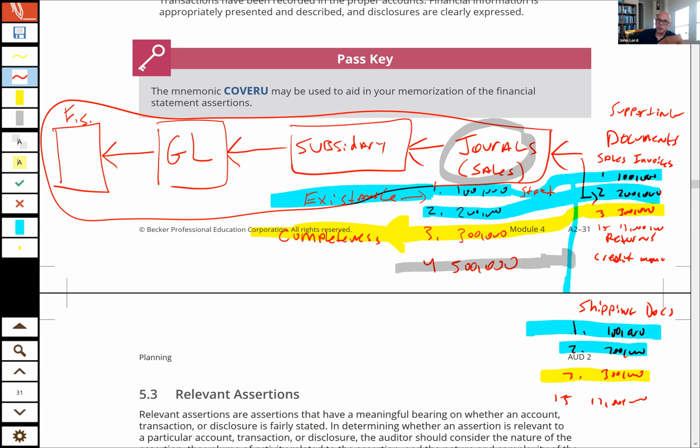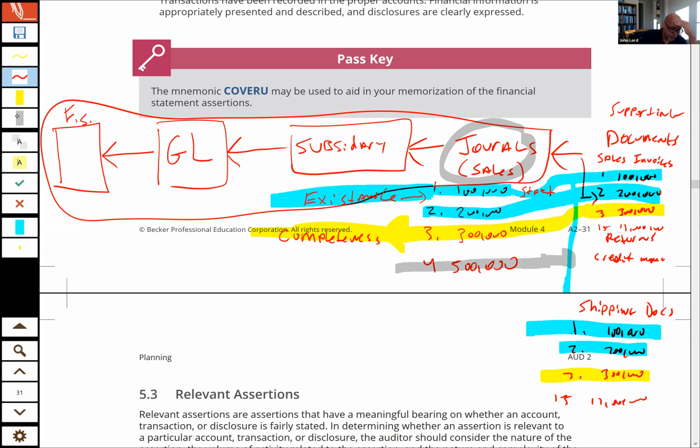Okay, the sales journal is complete. The things that got shipped, again, I'm not worrying about cutoff now. The things that got shipped this year, in the correct year, got correctly included in the sales journal. So I've just proved completeness, haven't I?